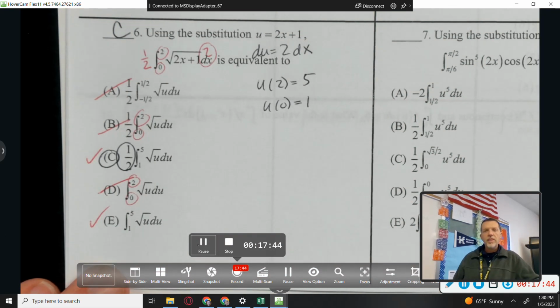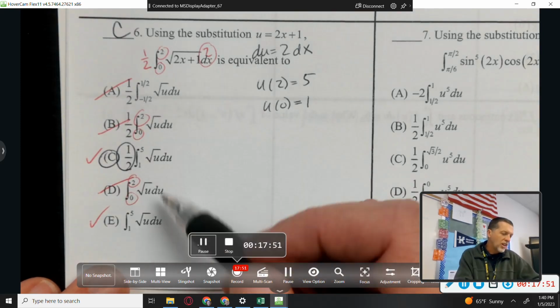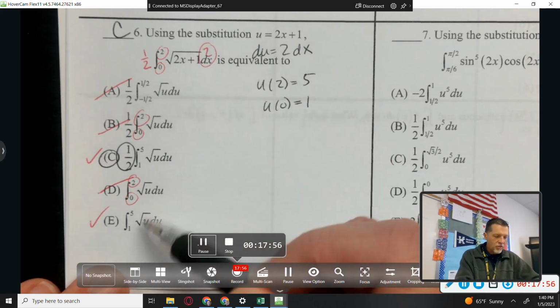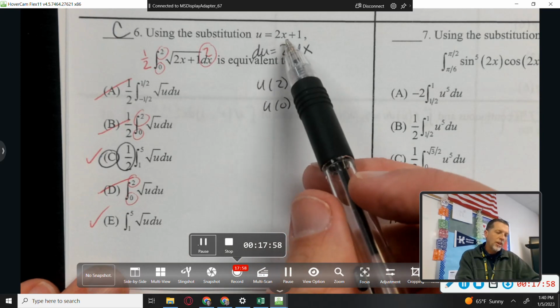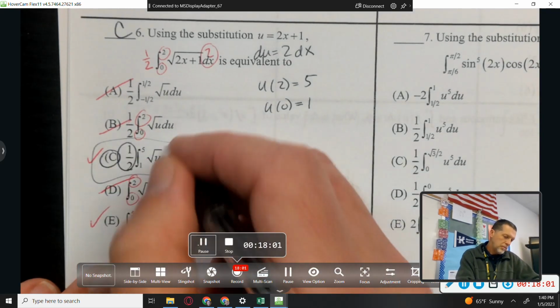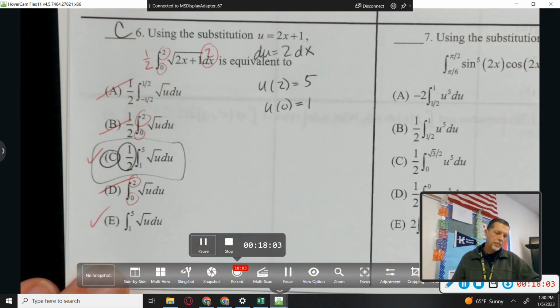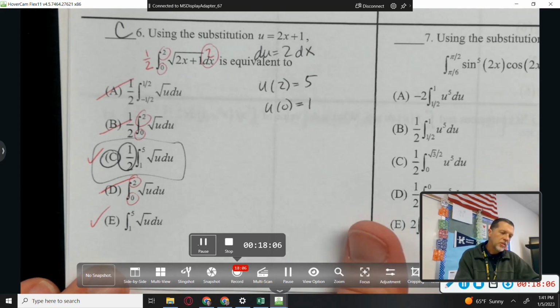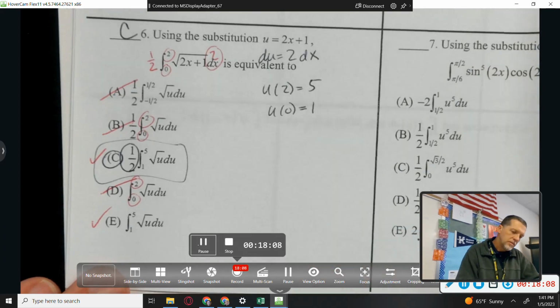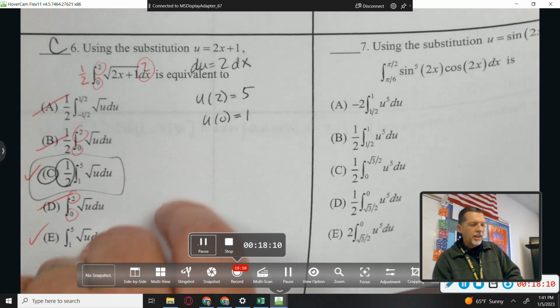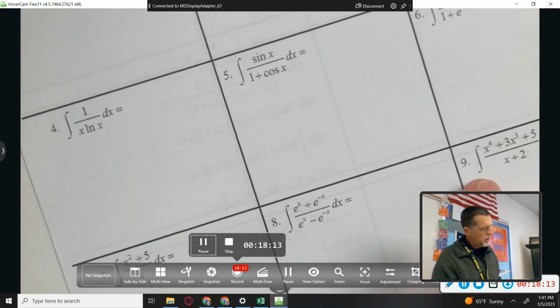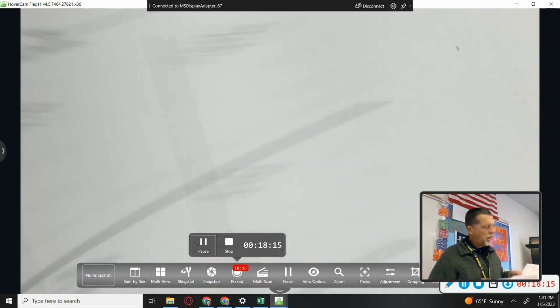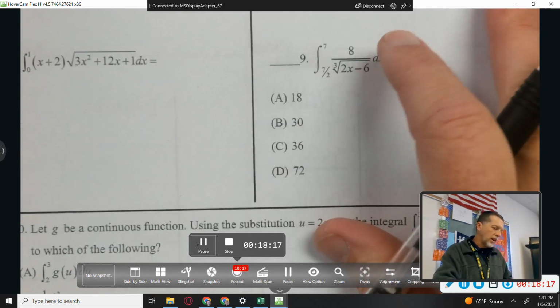So there is almost always one of those on the AP test where you actually don't do any integration, right? We didn't get to the spot where we actually integrated that. We did the switch. We switched everything from x's to u's and then stopped there. Number 7 is similar. Make all the swaps, but then you don't actually have to. 8 looks ugly, but it's rigged to work out.